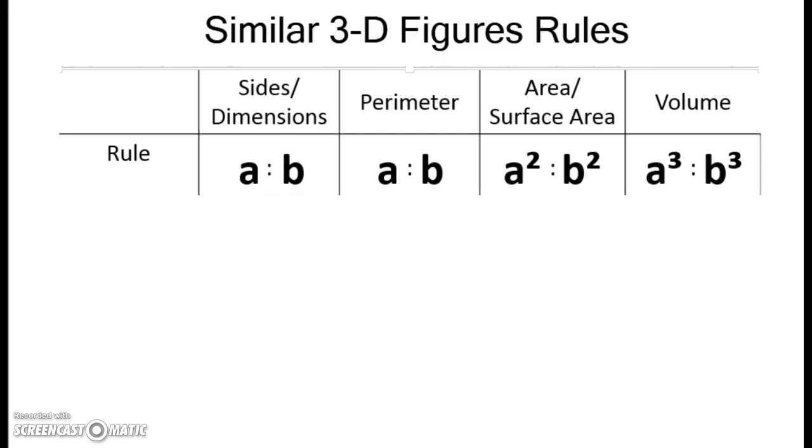So if you remember, we talked about similar triangles before, and we said that similar triangles were the same shape but two different sizes. And so that means that all of the sides are going to change proportionally. Now, when we talk about similar 3D figures, the sides change proportionally, but it changes how the area and the volume are related to each other.